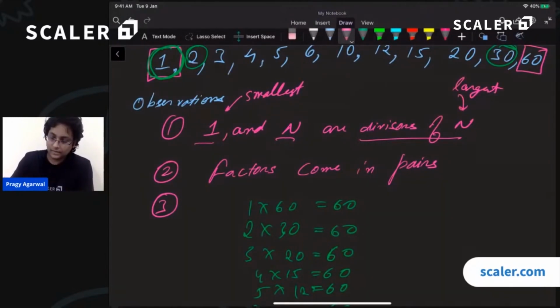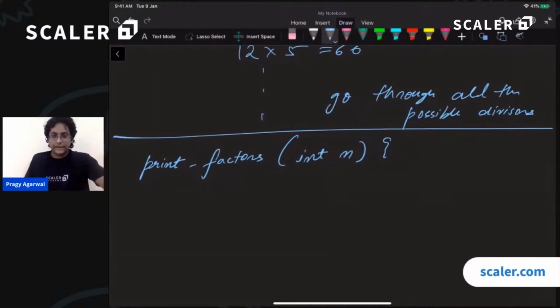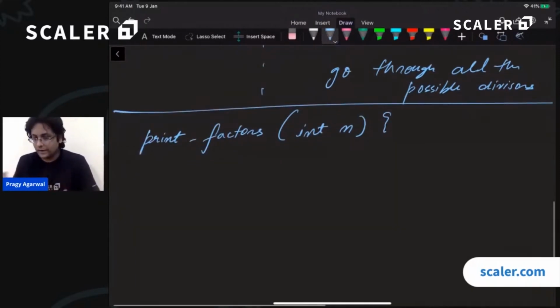Does that make sense? So when I am trying to find the divisors of a particular number, I only have to go from 1 all the way till n, because I cannot have divisors that are greater than n. Is that part clear? Perfect. So how do we write this program then?